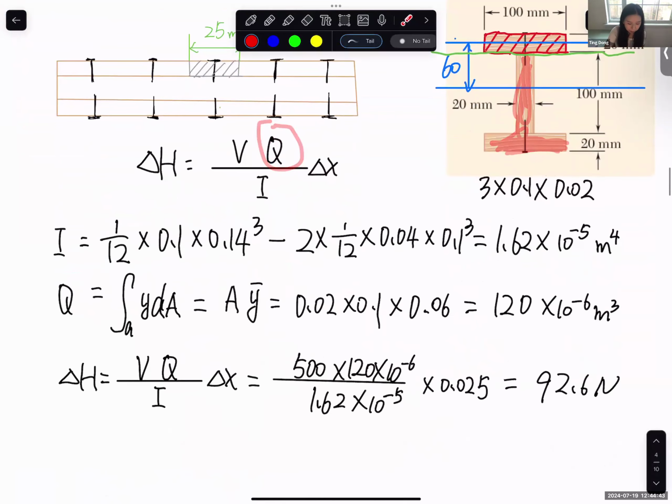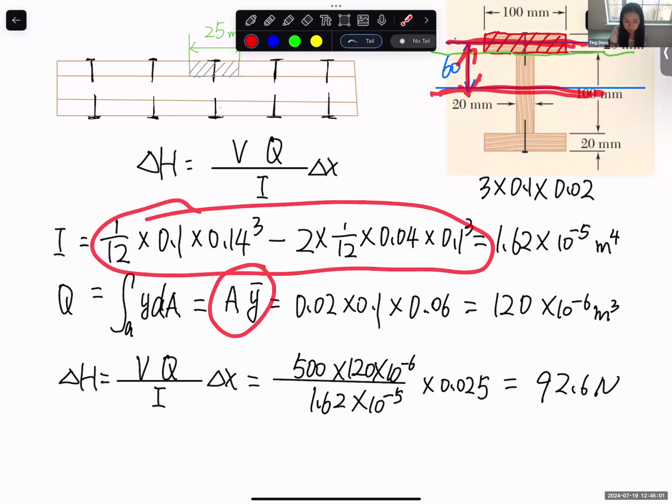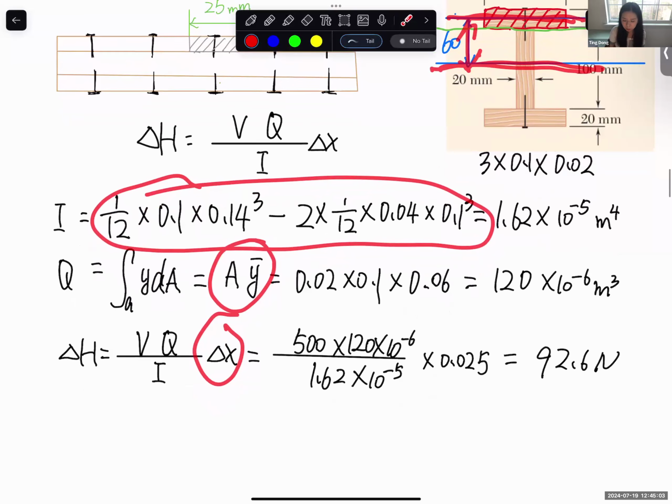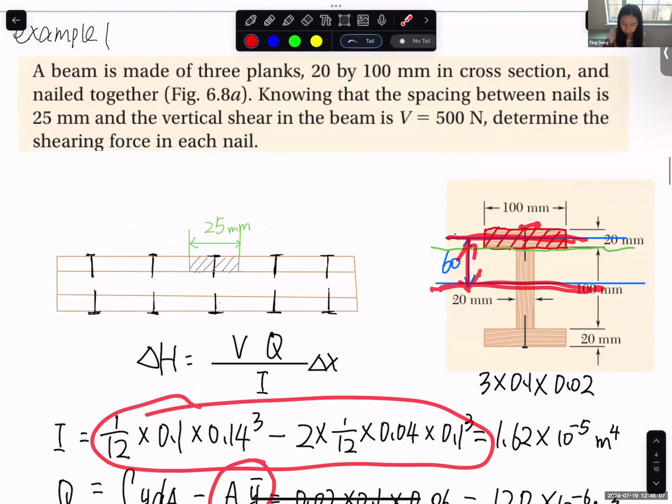Now we solve the Q part, which is area times Y bar, the distance between the centroid of the small section we took and the centroid of the neutral surface of the entire cross section. This is A times Y bar. I is always about the entire cross section, with delta X spacing. So we capture the horizontal shear force, and that shear force is carried by this nail.